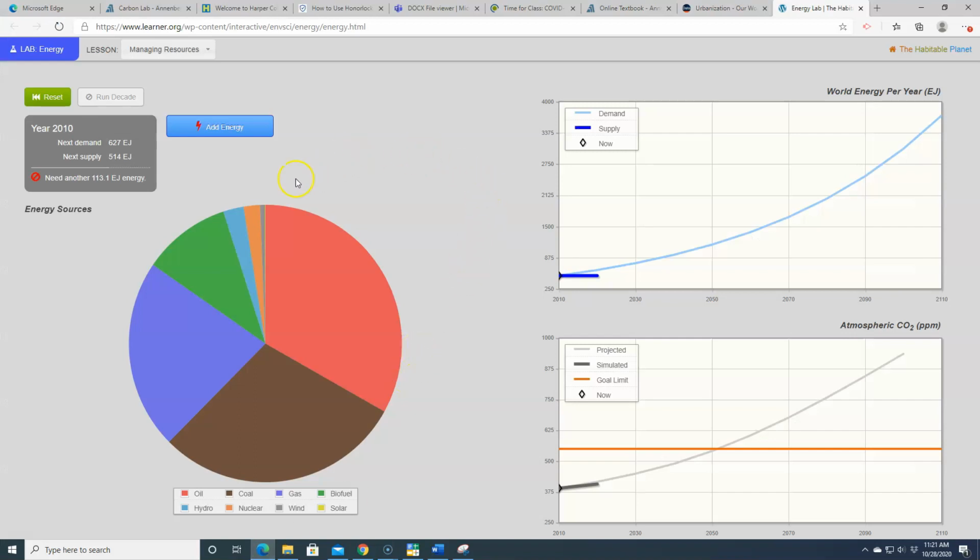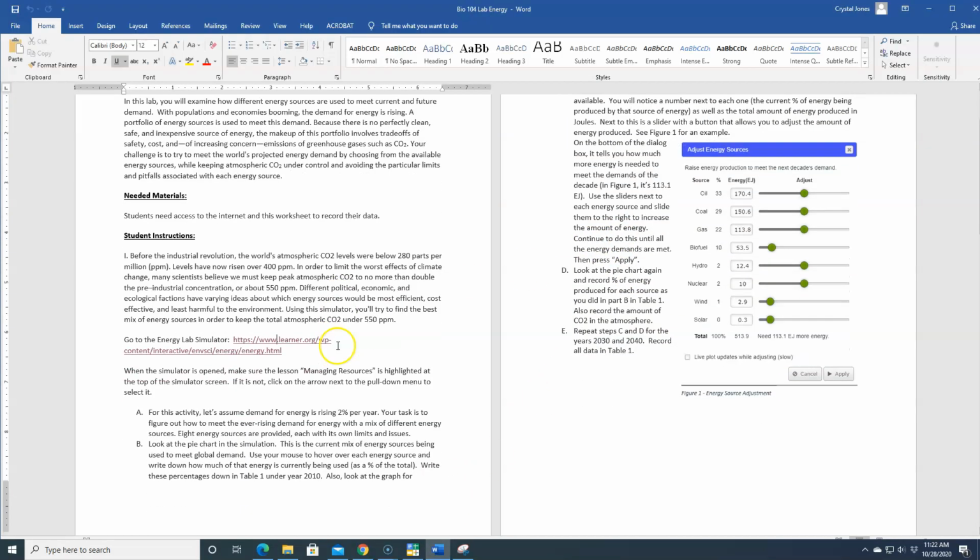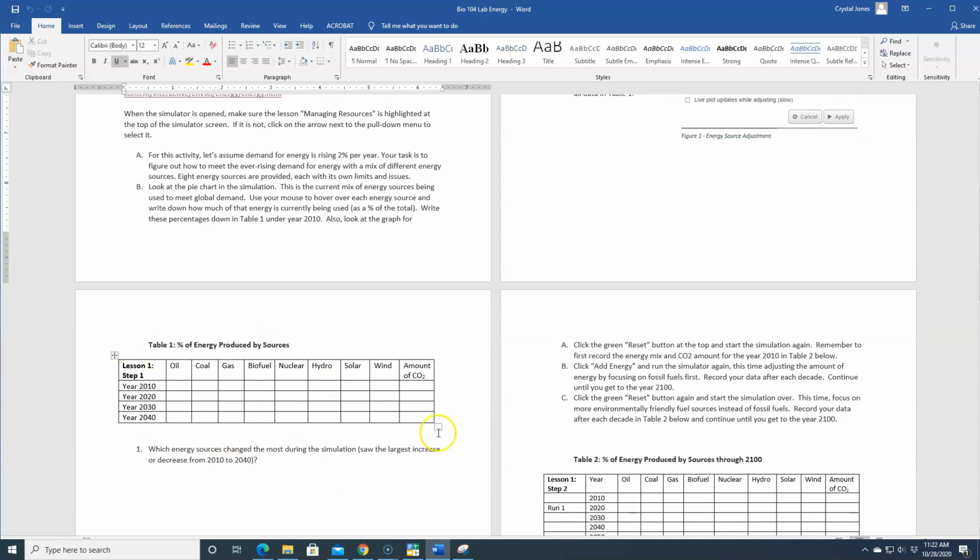When you open up the simulator, it's going to look something like this. Please make sure that the lesson you are working on is managing resources. From the lab, you'll see that we have a data table to fill out. Our first data table looks at the percent of energy we're using by different sources, the amount of carbon dioxide we are creating, and the particular decades we're looking at.